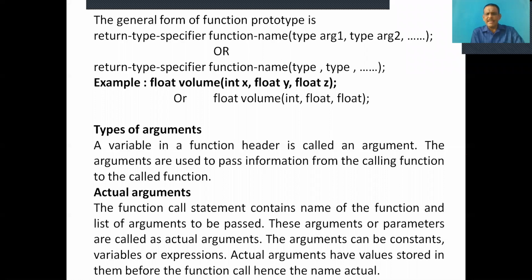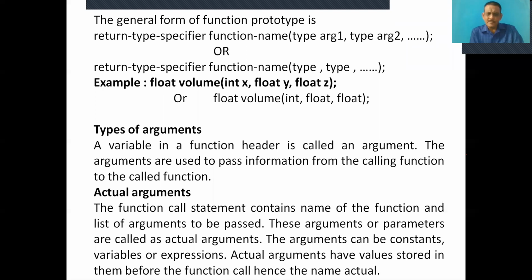The function call statement contains the name of the function and a list of arguments to be passed. As you know, the function call contains the name of the function and a list of arguments. In our example, float volume: volume is the name of the function that contains a list of arguments. These arguments or parameters are called actual arguments. It means the function call contains the actual arguments.